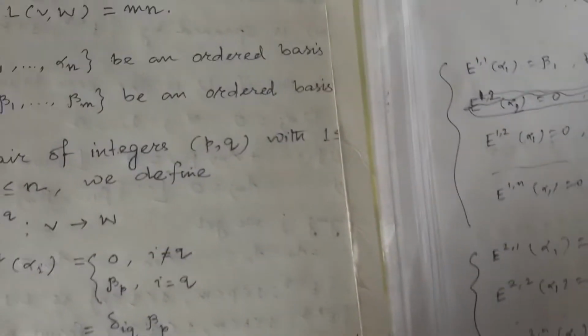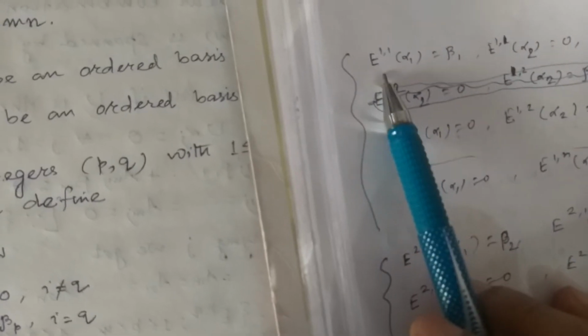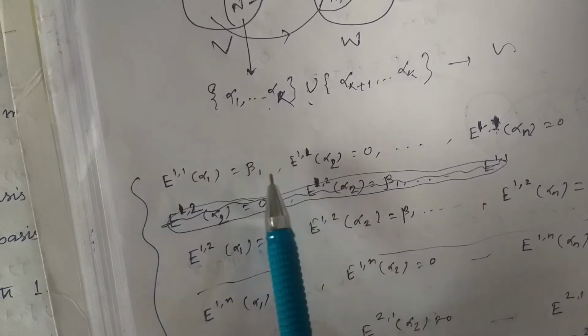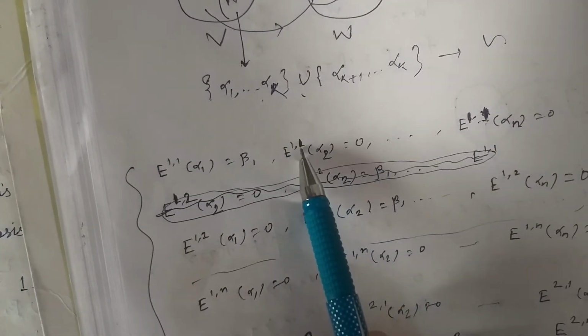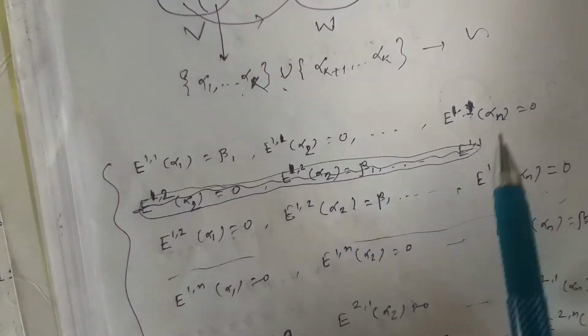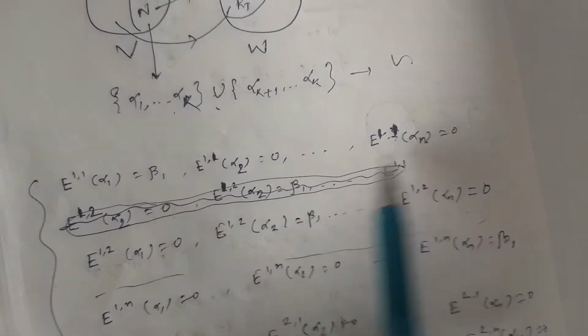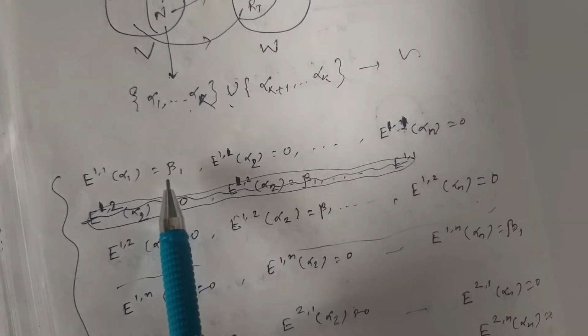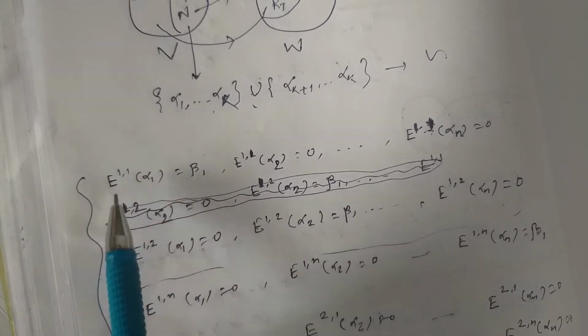So first consider the transformation E11. It takes the basis elements of V, that is alpha 1, alpha 2, ..., alpha n. It takes alpha 1 to beta 1 because 1 equals 1, that is beta p. 1 is not equal to 2, so it is 0. 1 is not equal to n, so this is 0. So the first transformation E11 takes the basis elements in this way: beta 1, 0, 0, 0. Once we know where the basis elements go, we get the total view of this transformation.